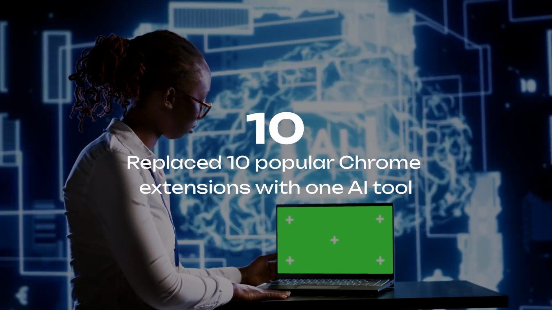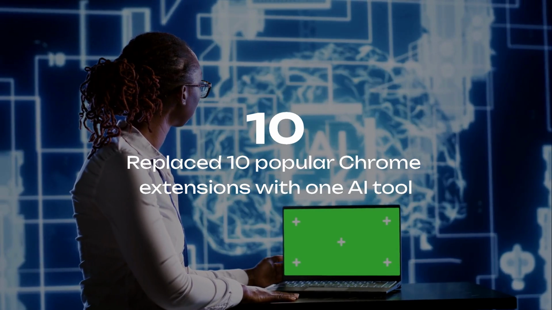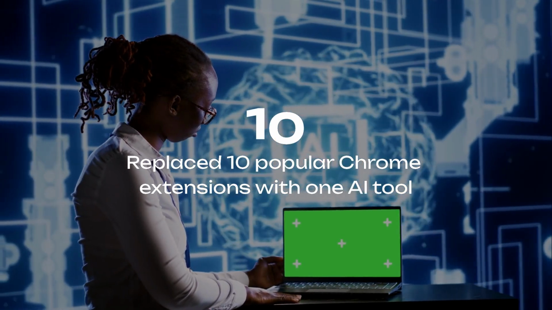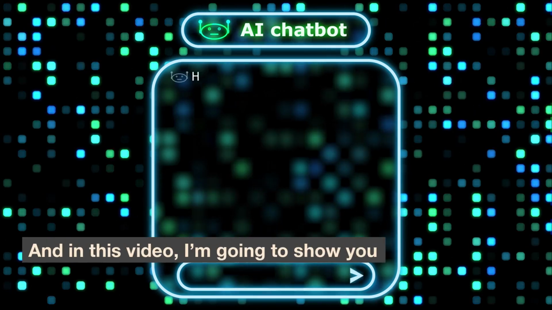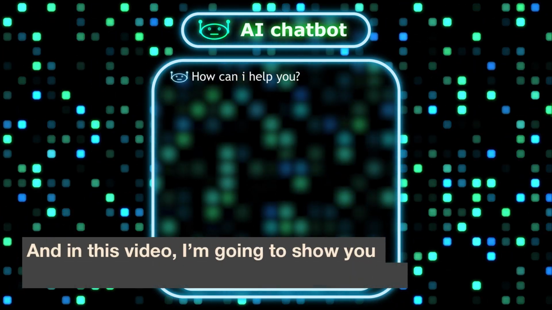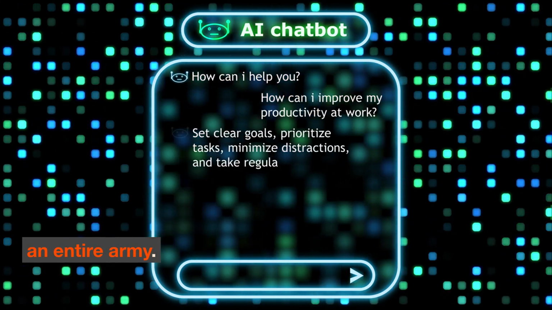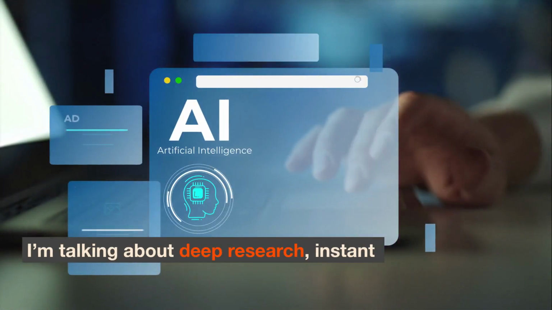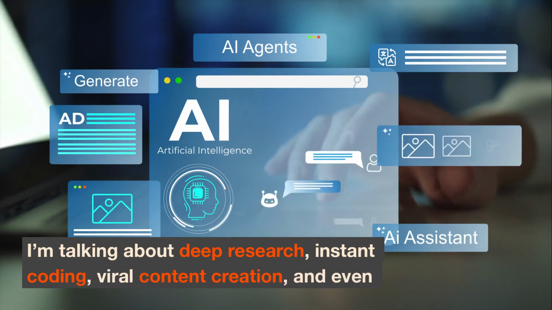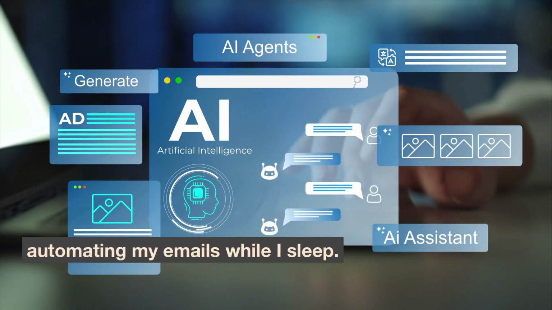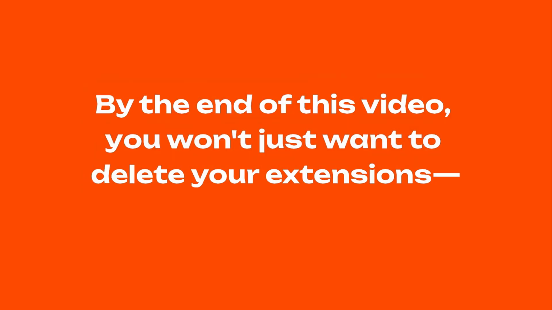I replaced my entire workflow, 10 of the most popular Chrome extensions, with just one AI powerhouse. And in this video, I'm going to show you exactly how this one tool does the work of an entire army. I'm talking about deep research, instant coding, viral content creation, and even automating my emails while I sleep. By the end of this video, you won't just want to delete your extensions, you'll realize you've been working in the Stone Age of AI.